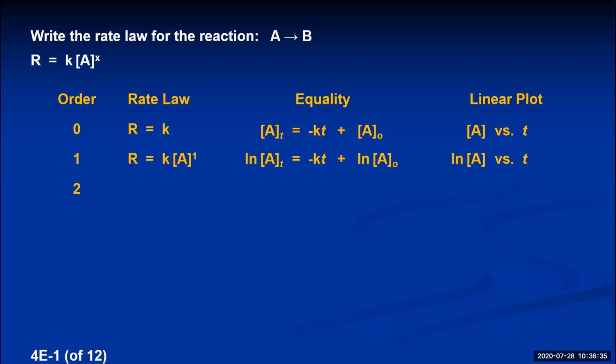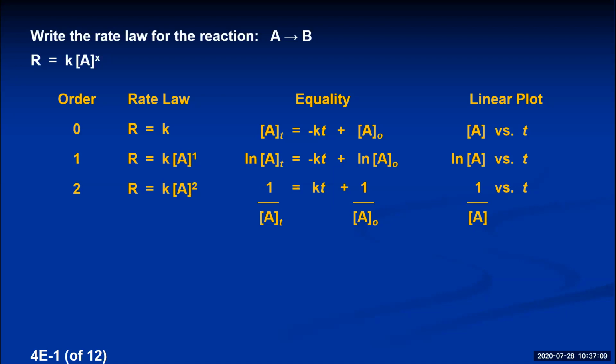This time the intercept will be the natural log of the initial concentration of A in the container. If the reaction is second order with respect to A, the rate law would look like this, and an equality statement that can be derived from that rate law is 1 over the concentration of A at time t will equal positive kt plus 1 over the concentration of A initially. This once again is y equals mx plus b. So if we graph the reciprocal of the concentration of A versus t, then the slope will be positive k, and the intercept will be 1 over the initial concentration of A naught.